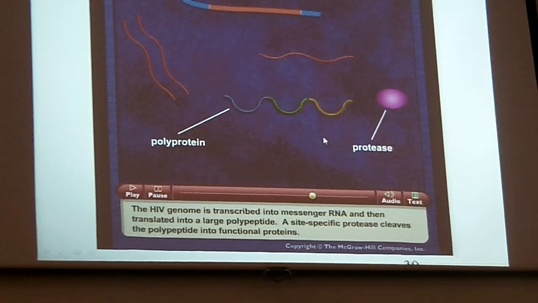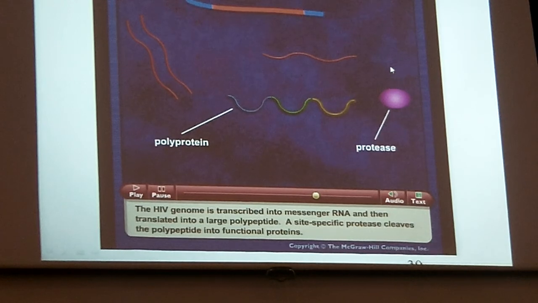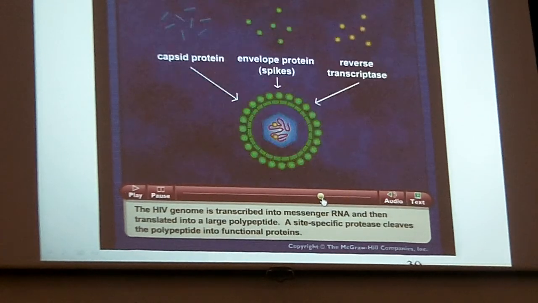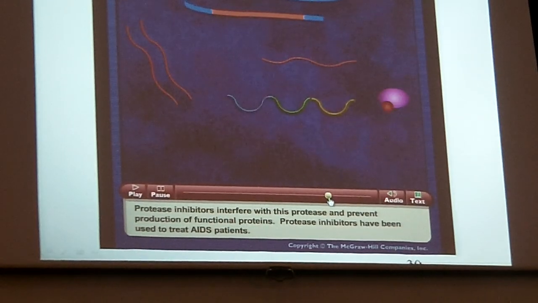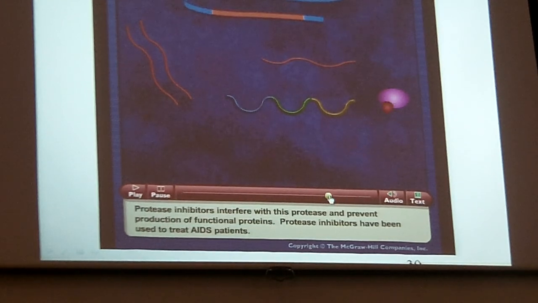So what you could do is give a drug to the person that keeps the protease from working. It's a drug that binds to the active site of this enzyme and keeps it from being able to cut this protein. That's an AIDS drug. It's called, there it is, a protease inhibitor. And it binds to the protease, and now the protease can't cut.